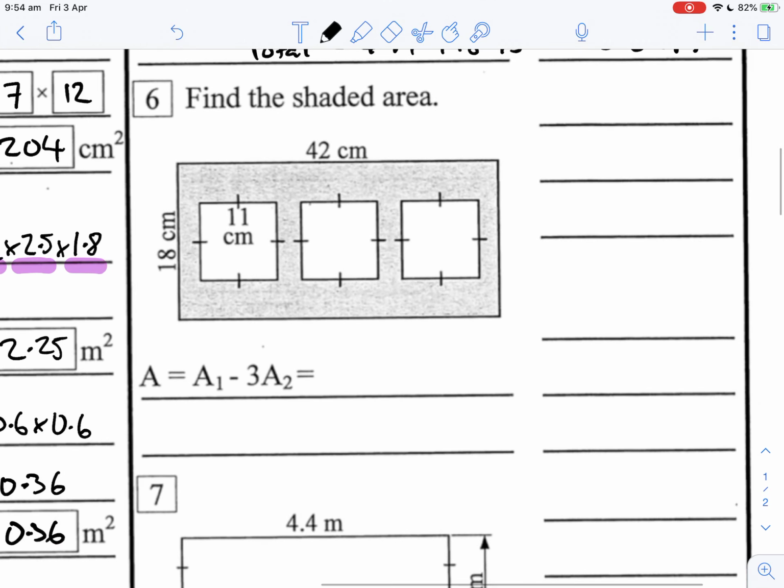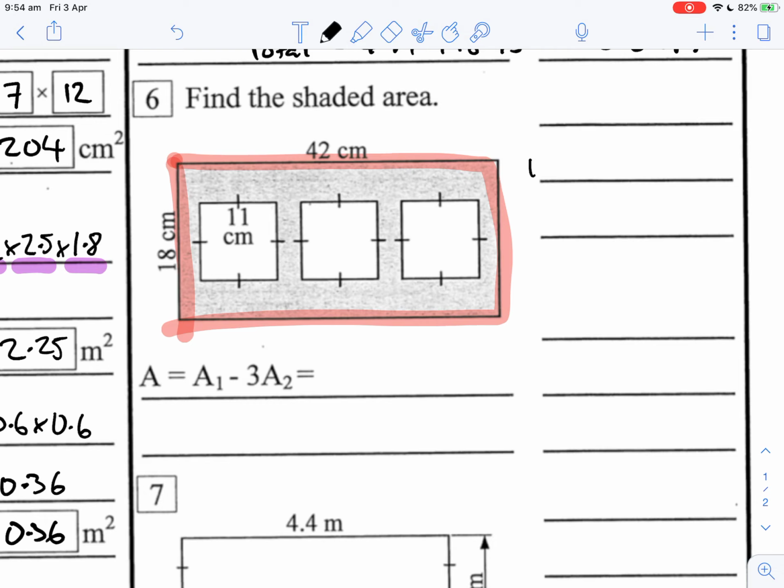Okay. Next one's nice and simple. The next one we've got basically a rectangle and then your three squares. To get your first area, and they've got lines all over the place, it doesn't matter how you show your working, but my first area, my big rectangle, will be equal to my 18 times my 42. Put that into my calculator, that's 756. And this was measured in centimetres, so my answer will be in centimetres squared.